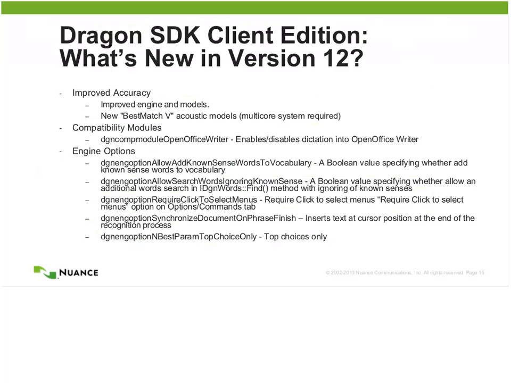Okay, so now we're going to jump into the What's New section. We're going to start with what's new in the Dragon SDK client for version 12. The most important feature that we added in version 12 is our improved engine and improved models. We're talking about improved vocabularies, improved acoustic models, and also the latest engine that is available.